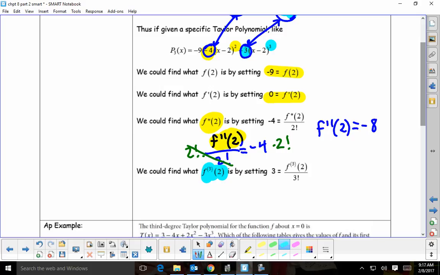I said the third derivative of 2 over 3 factorial is equal to that 3. You kind of see where that comes from? So solve for the third derivative. What do we get? 18. Because 3 factorial is the same as 6, right? Very good.